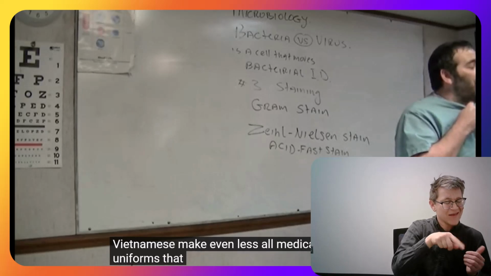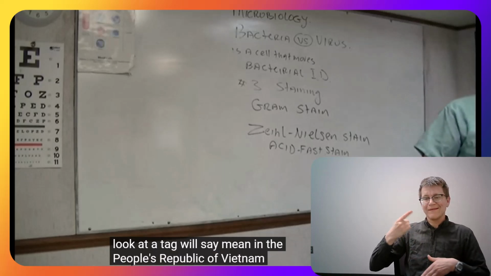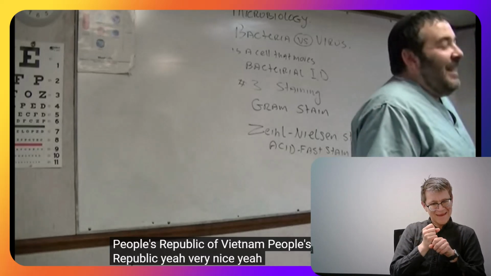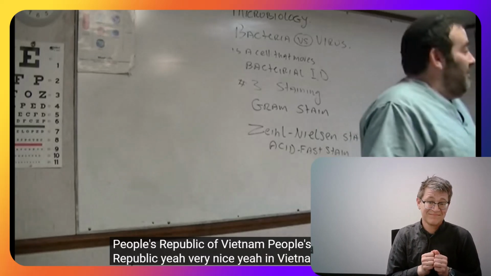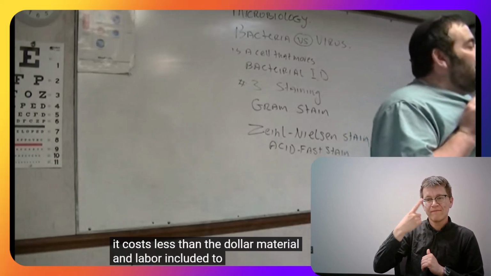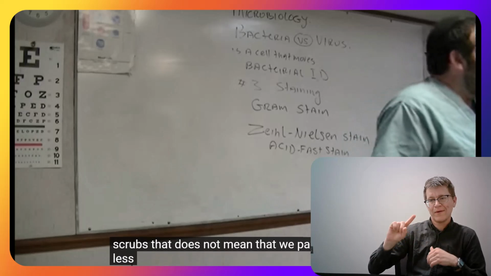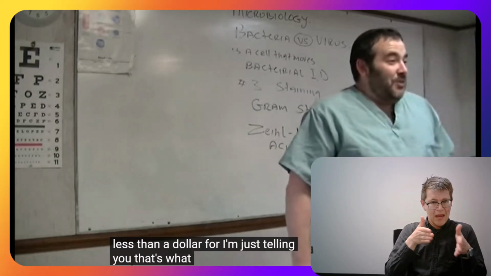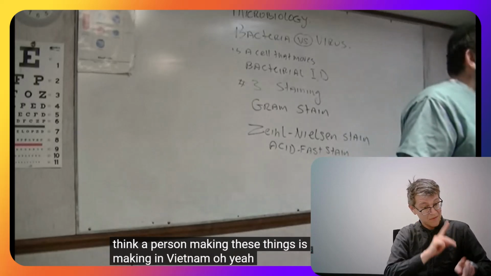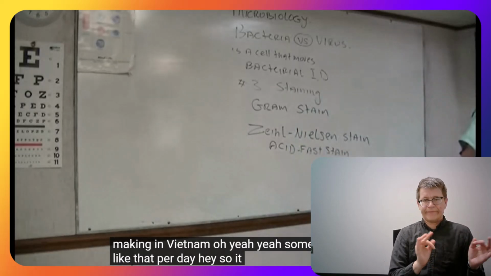All medical uniforms that you wear, primarily, if you look at a tag, will say made in the People's Republic of Vietnam. In Vietnam, it costs less than $1, material and labor included, to make a pair of scrubs. That does not mean that we paid less than $1 for it. I'm just telling you, that's what it is. So how much do you think a person making these things is making in Vietnam? Something like 5 cents per day. So, it is what it is.